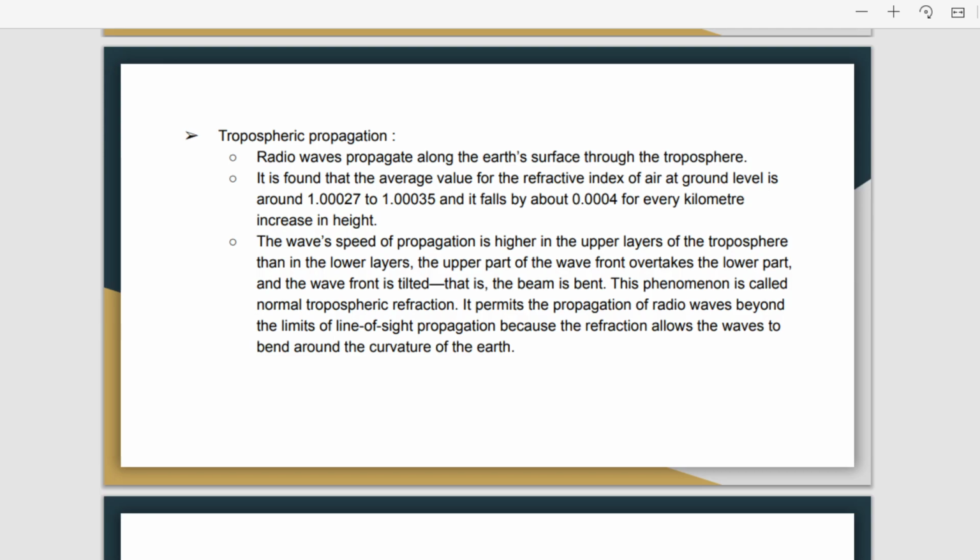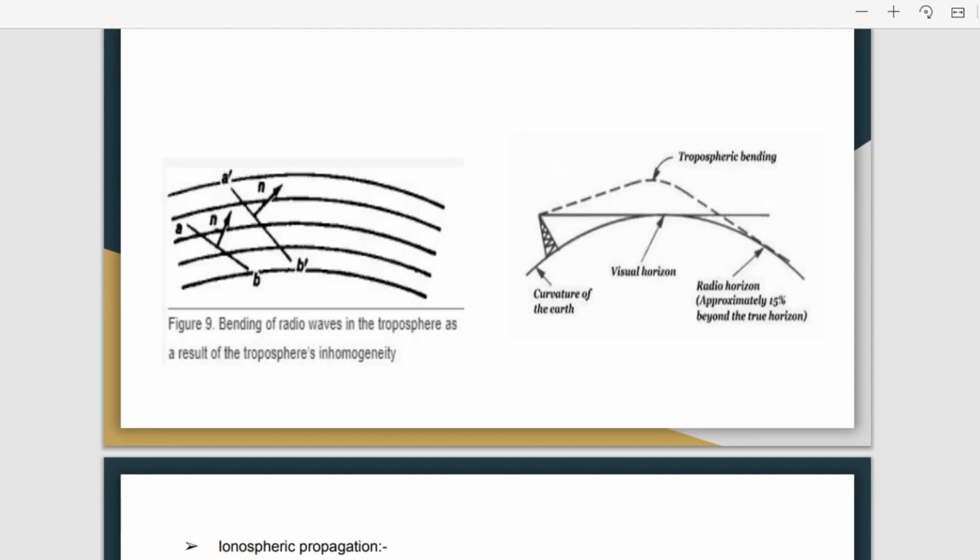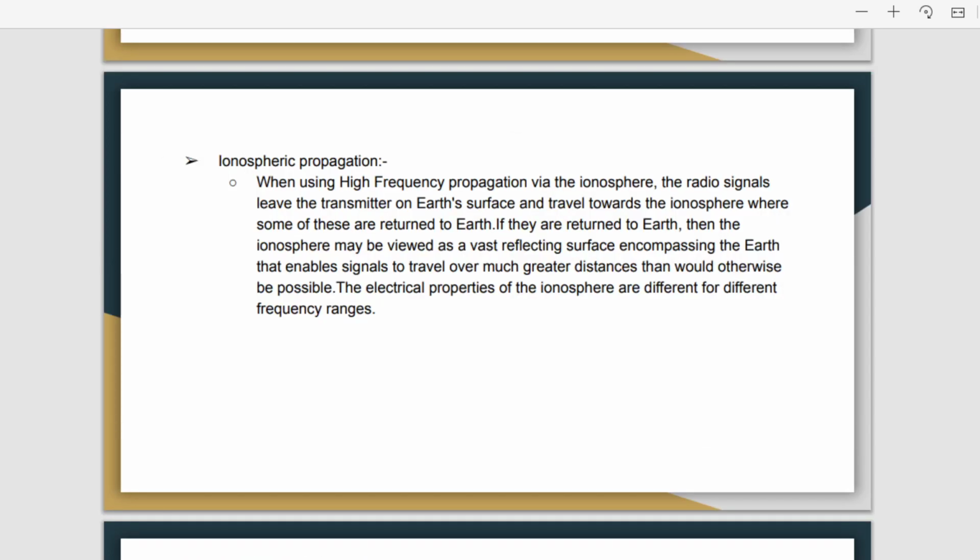It permits the propagation of radio waves beyond the limit of line of sight propagation because the refraction allows the waves to bend around the curvature of the earth. This diagram shows the bending of the radio wave signals around the visual horizon, which is called tropospheric bending.